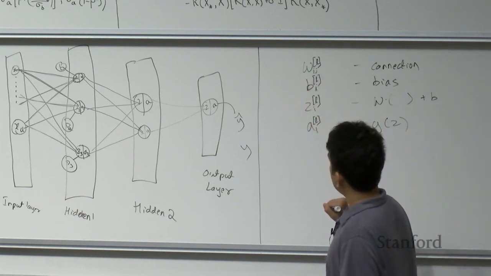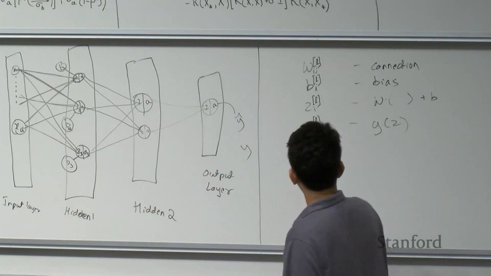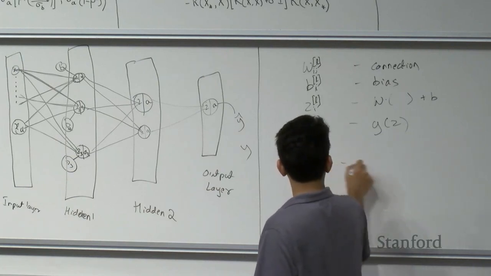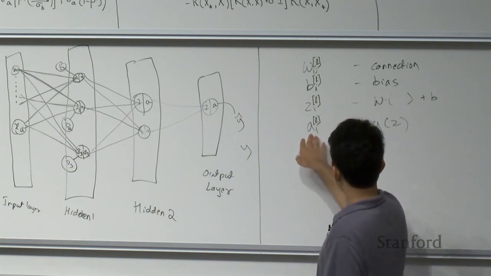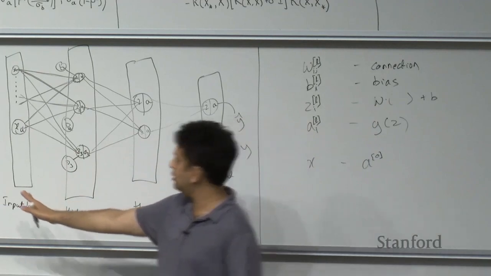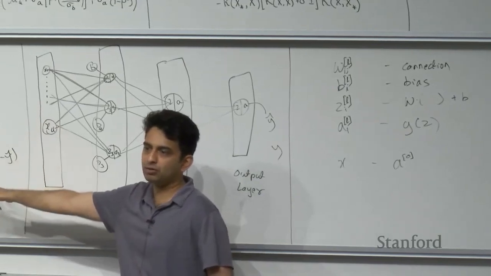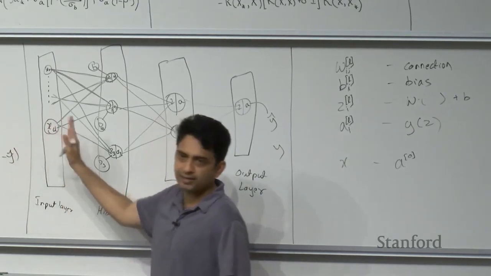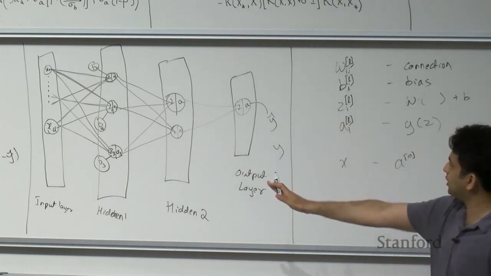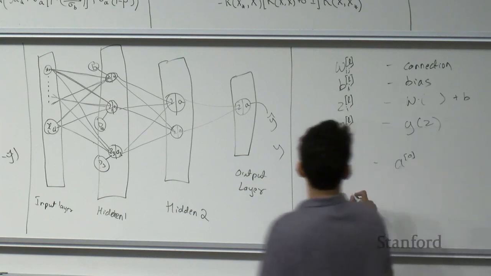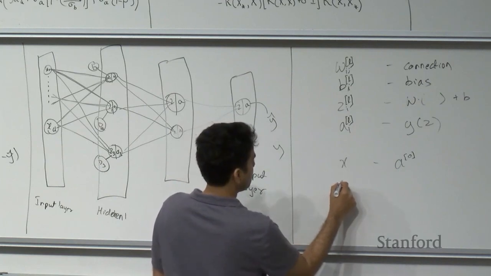And the very first input, X, will also be called A0. So it's like the output of the zeroth layer. You're kind of bootstrapping this hierarchy by considering the inputs to be the output of the zeroth layer. We're just going to consider the X's as given. So think of X's as the output of the activation from the zeroth layer.